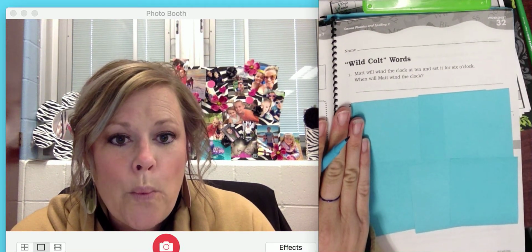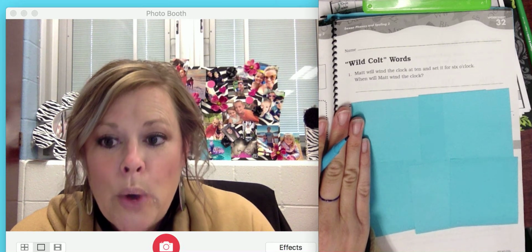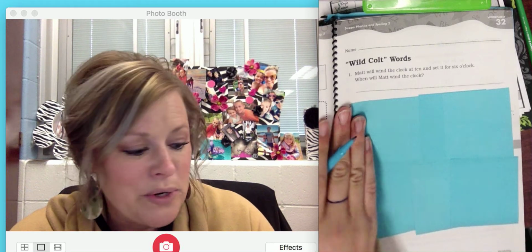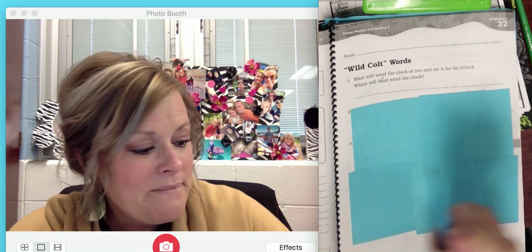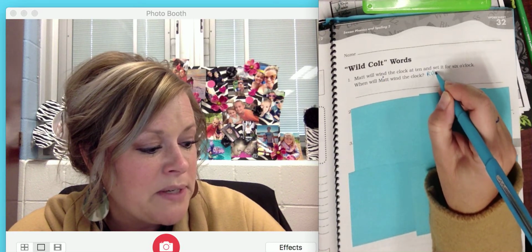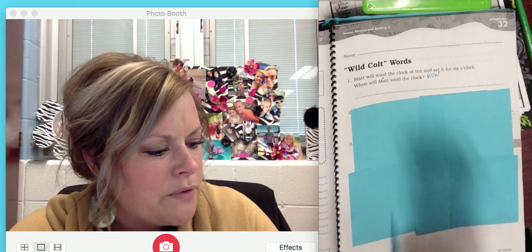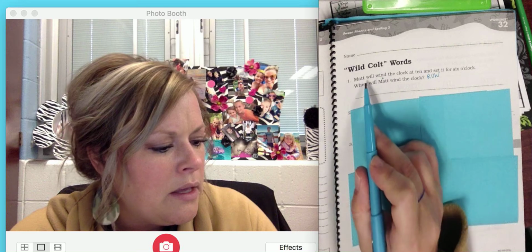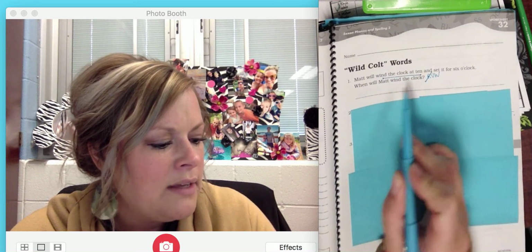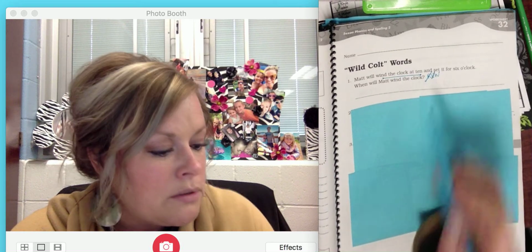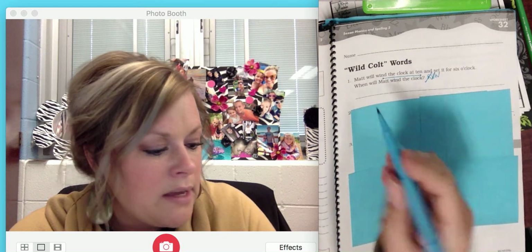Matt will wind the clock at 10 and set it for 6 o'clock. The word wind is a wild colt word. The I is followed by 2 consonants. Okay? So I'm going to go ahead and RUW. We're going to do this one together. When will Matt wind the clock? I'm going to look for the words wind the clock. Matt will wind the clock. Oh, wind the clock at 10. It says it right there. I'm going to cross out the U. When will Matt wind the clock? And I'm just going to use this sentence right here.